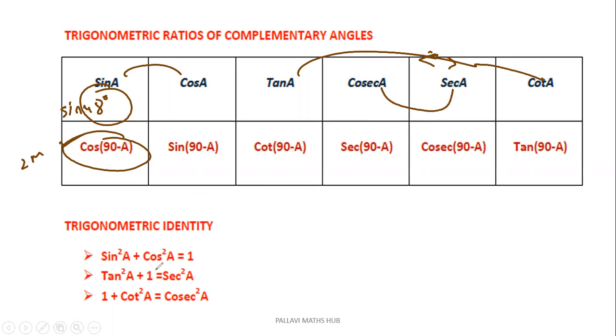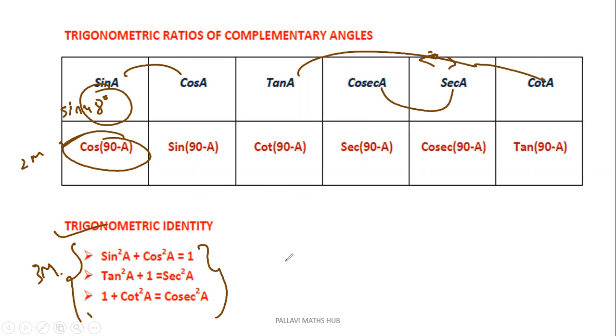And trigonometric identities, yes, this is also very important. Related to these identities, they will ask 3 marks questions. Very important: sin square A plus cos square A is equal to 1. Tan square A plus 1 is equal to secant square A. 1 plus cot square A is equal to cosecant square A.